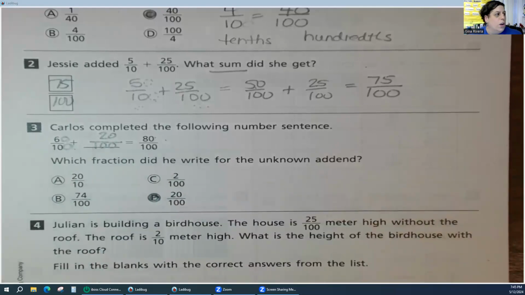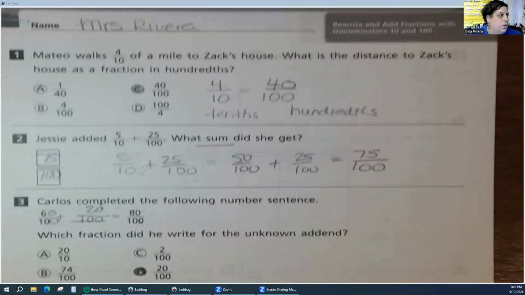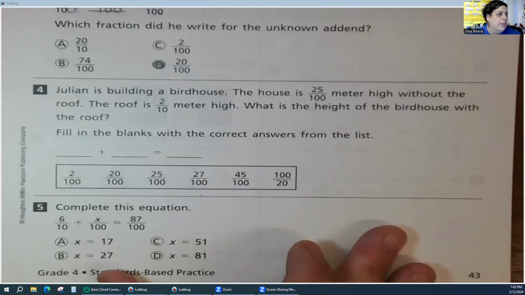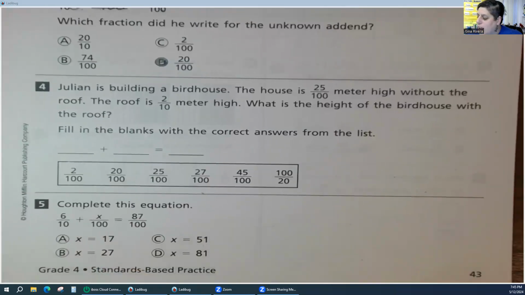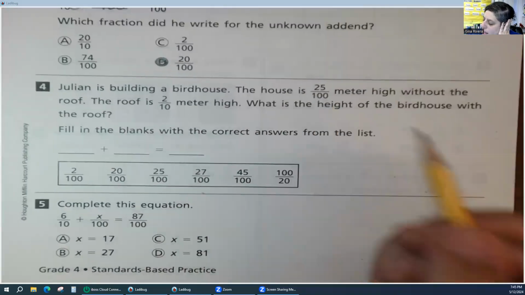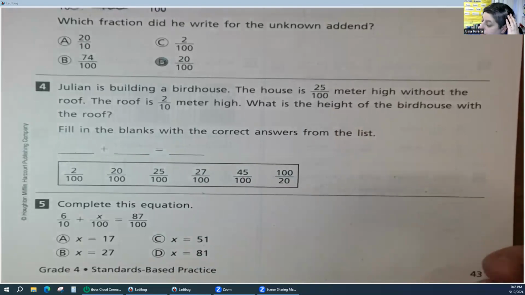All right. We are rocking and rolling. Let's go to the next one. And look at that, it has Julian's name. So this is block A. Julian is building a birdhouse. The house is 25/100 meters high without the roof. The roof is 2/10 meters high. What is the height of the birdhouse with the roof?